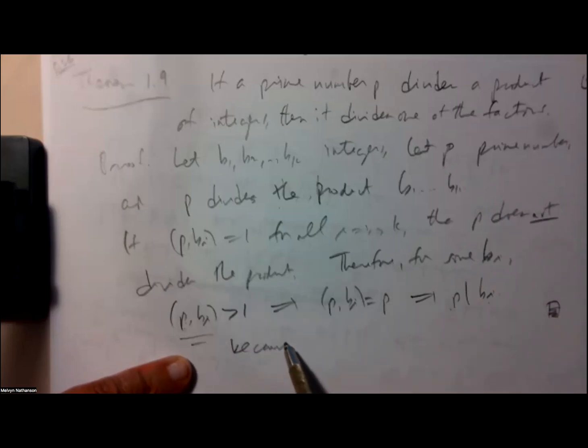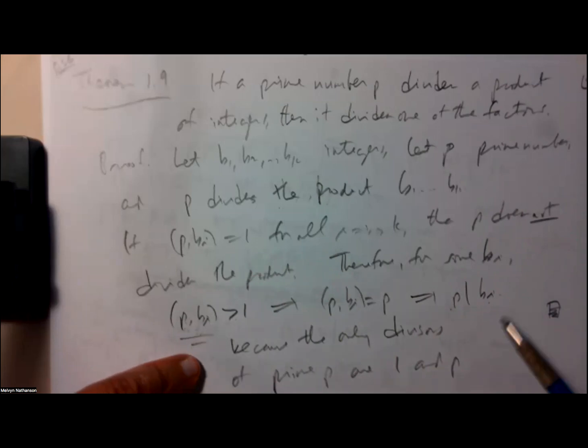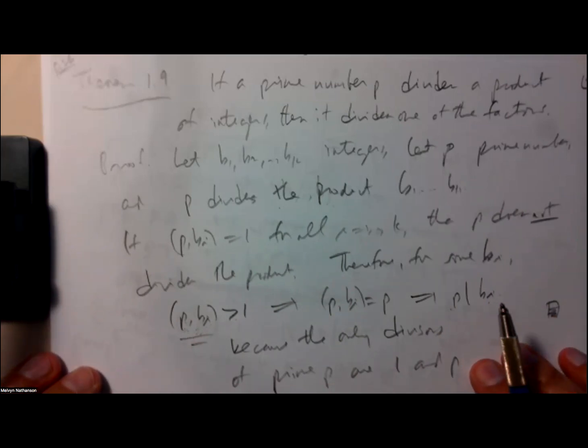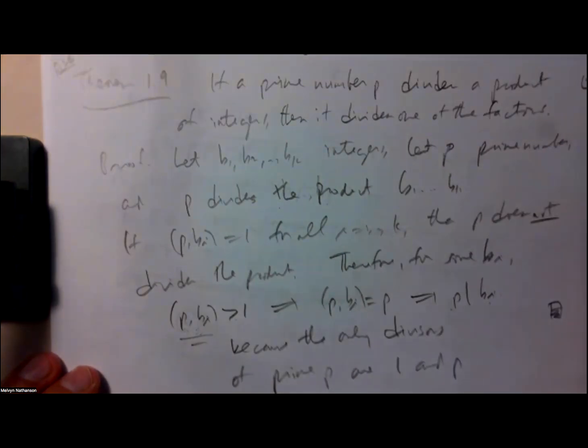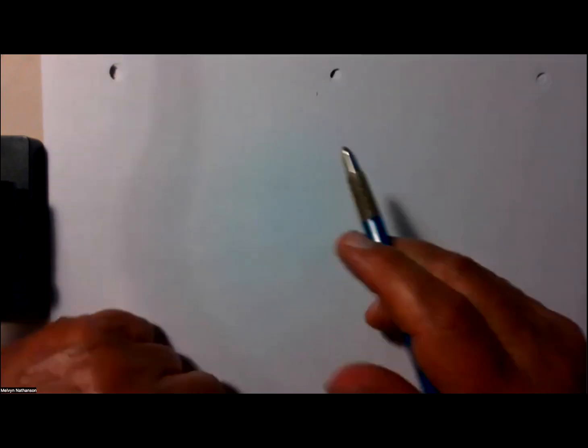Again, because the only divisors of prime number p are 1 and p itself. So if this number divides p and it's bigger than 1, this number must be p, which means p divides b sub i. So this is essentially what you might find in Euclid. It's a consequence of Euclid's lemma. And now I can prove the fundamental theorem of arithmetic.